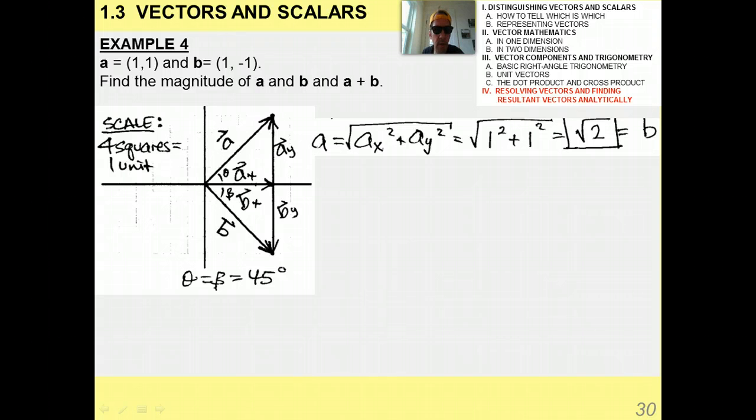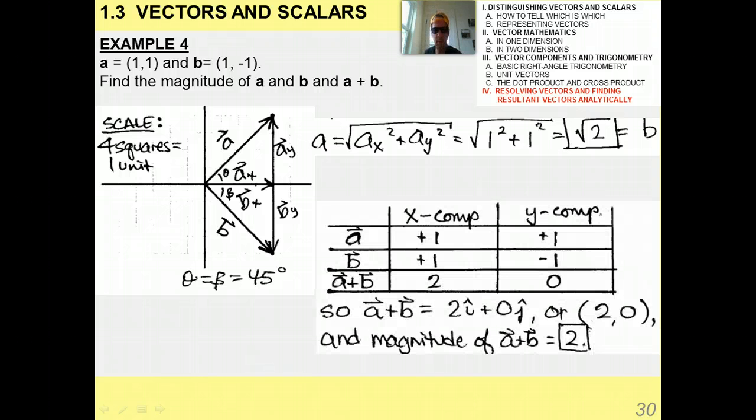So what did I do here? Magnitude of A and B, and of A plus B. So now I'm adding A plus B. Now, the magnitude of A and B, that's very interesting. We have some symmetry here, right? So A equals B, the magnitude of which is root 2.